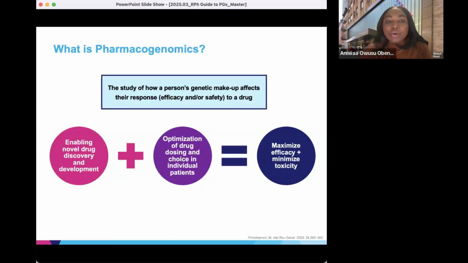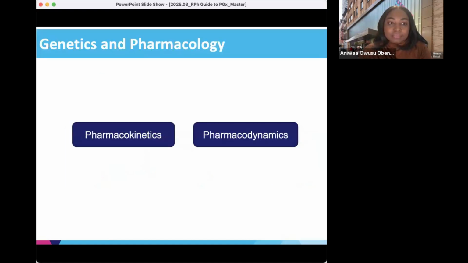So, what is pharmacogenomics? It's simply the study of how a person's genetic makeup or their genetic profile influences their response to medications. It can be in how well they respond to the medication, the efficacy of it, or with the toxicity. Pharmacogenomics can also enable novel drug therapy discoveries and development. We can help to optimize drug dosing and choice of medications for every individual patient. And the ultimate goal is to maximize efficacy and minimize toxicity.